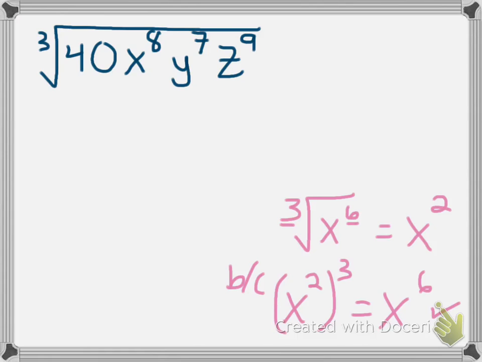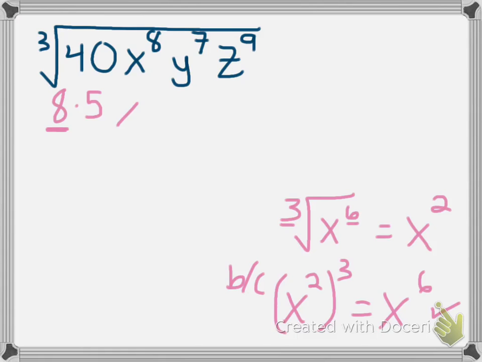So let's go back and look at this problem that I have. Let's start with the number 40. 40 can be written as 8 times 5, and the reason I chose that is because I know the cubed root of 8 is 2. So again, breaking it up into things you know versus things you don't know. Then I'm going to deal with that x to the 8. Now 8 divided by 3 doesn't work evenly. So I need to have it look like something that can divide evenly.